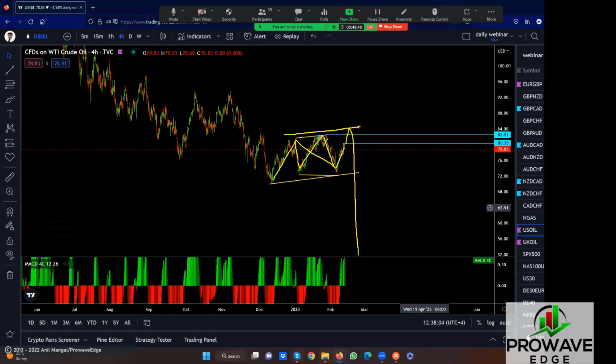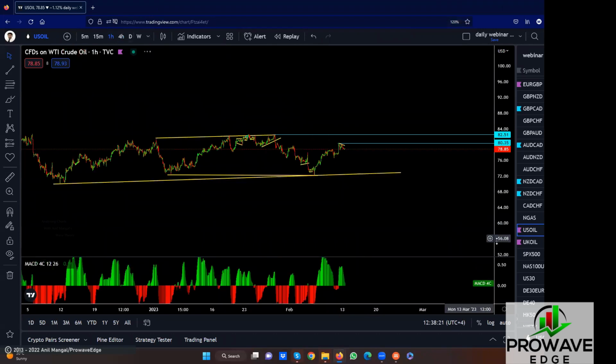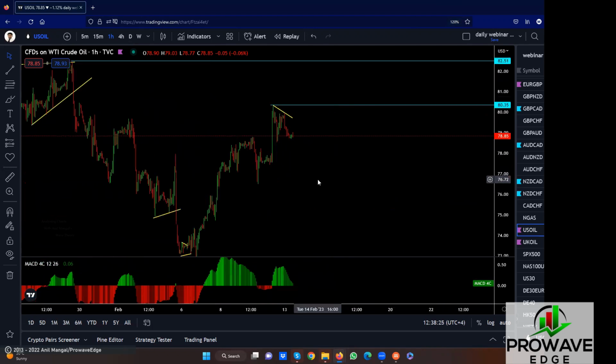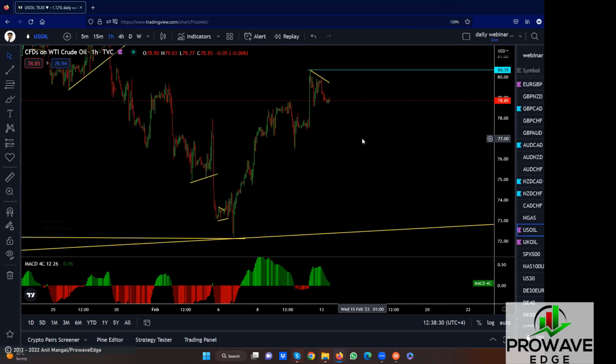Because this looks very flat, which means we're going to get this moved up. So there's a trade to the upside. Once you break it up, take your profit. I think they'll go. I don't see them dropping from here. And even if it's dropping from here, we don't have a sell setup.